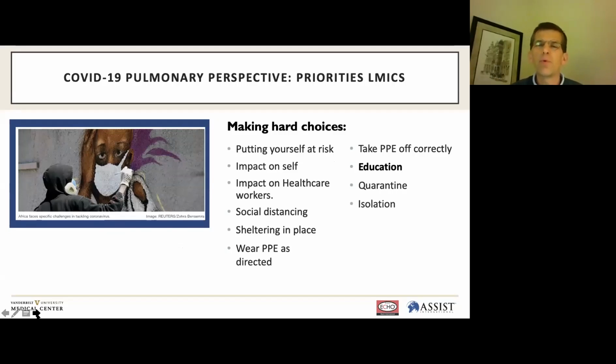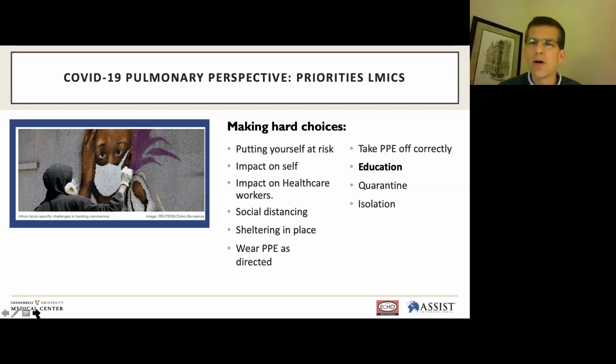So at some point we have to make hard choices. And actually it puts yourself, healthcare professionals, at risk. What's the impact on yourself, on your health, the impact on your healthcare co-workers? We need to impose social distancing as much as we can, using sheltering in places, wear our PPEs as directed, and try not to deviate from it if at all possible.